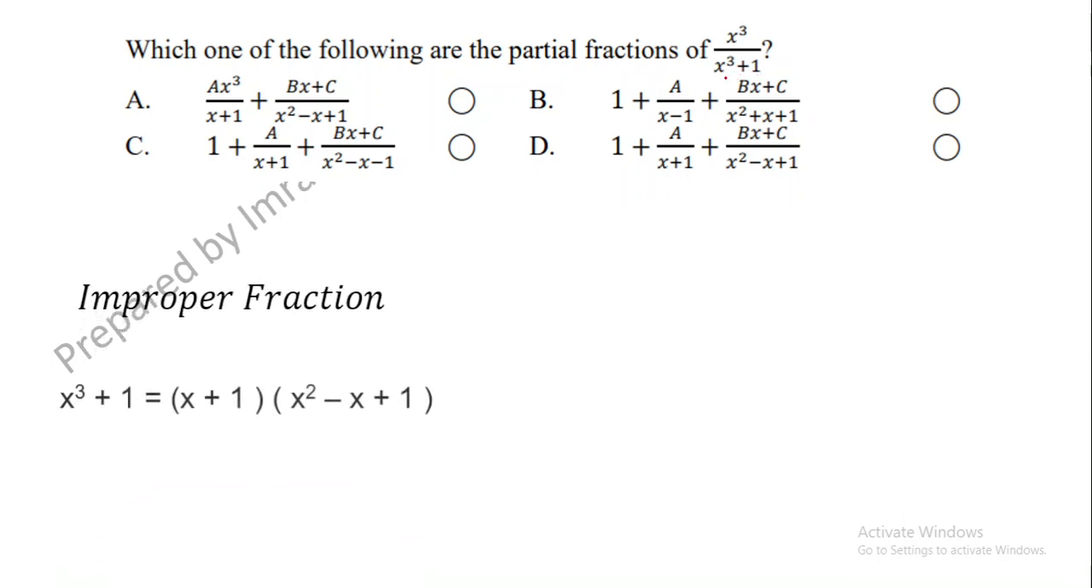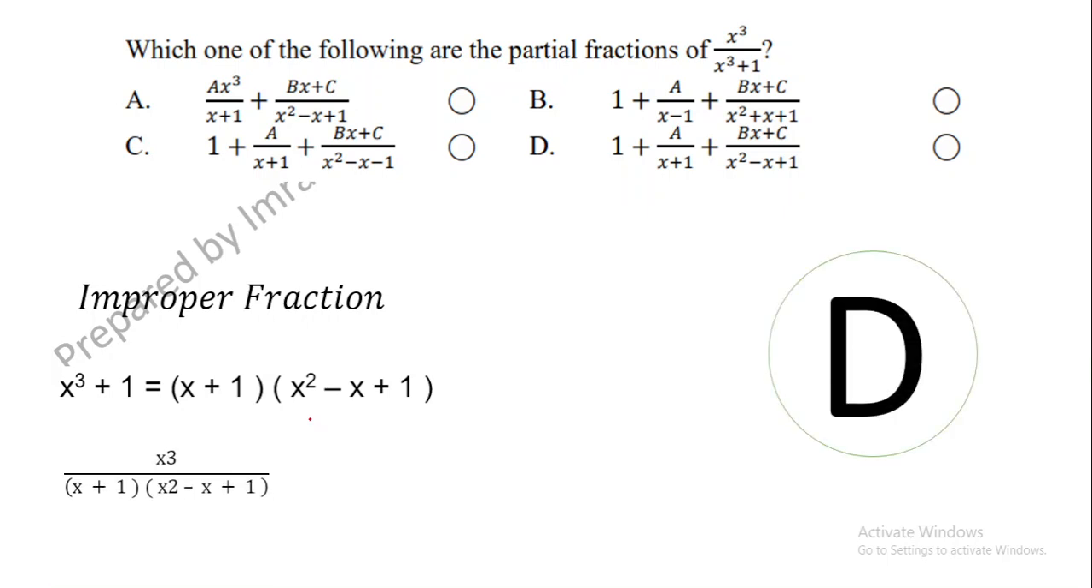This is my improper fraction, and we know that x cube plus 1 can be written as (x plus 1) into (x square minus x plus 1). So one is the linear, the other one is quadratic, and because this is an improper fraction, it will be equal to 1 plus linear factor plus quadratic factor, which must be separated with a plus sign. 1 plus x plus 1. Where is x plus 1?